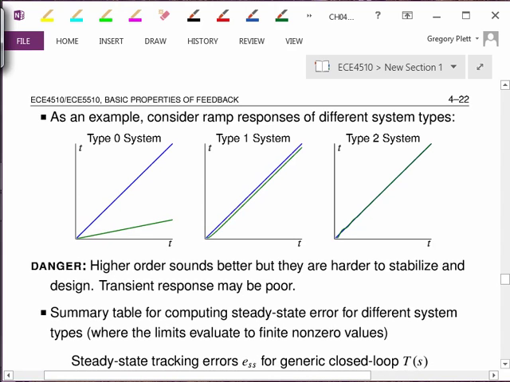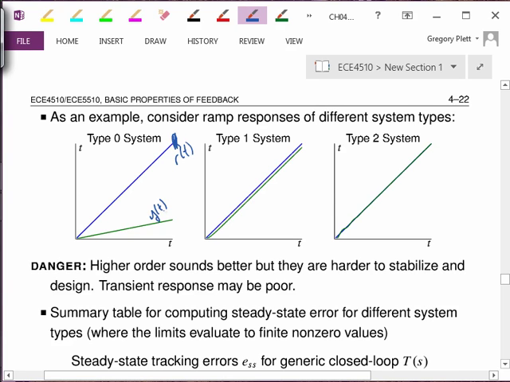Here's an example of what system type looks like when I'm trying to track a ramp input. So the blue line in all three of these plots is the desired input. This is, I guess it's time domain, so it's r of t, the reference input, which is the ramp. And this here is y of t.